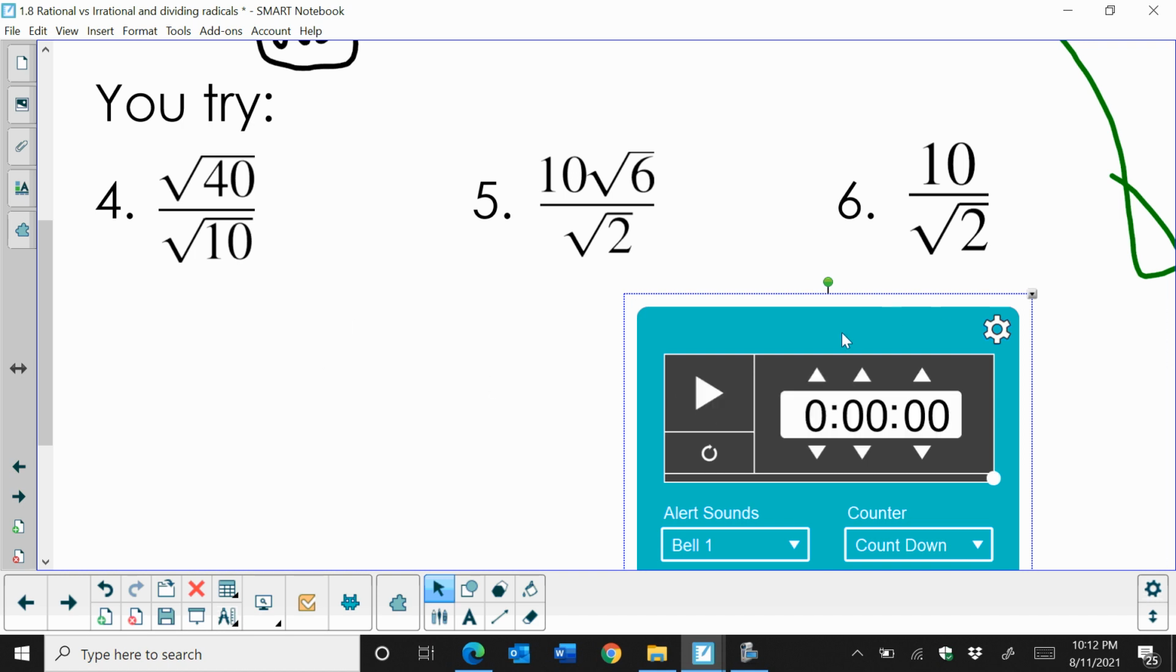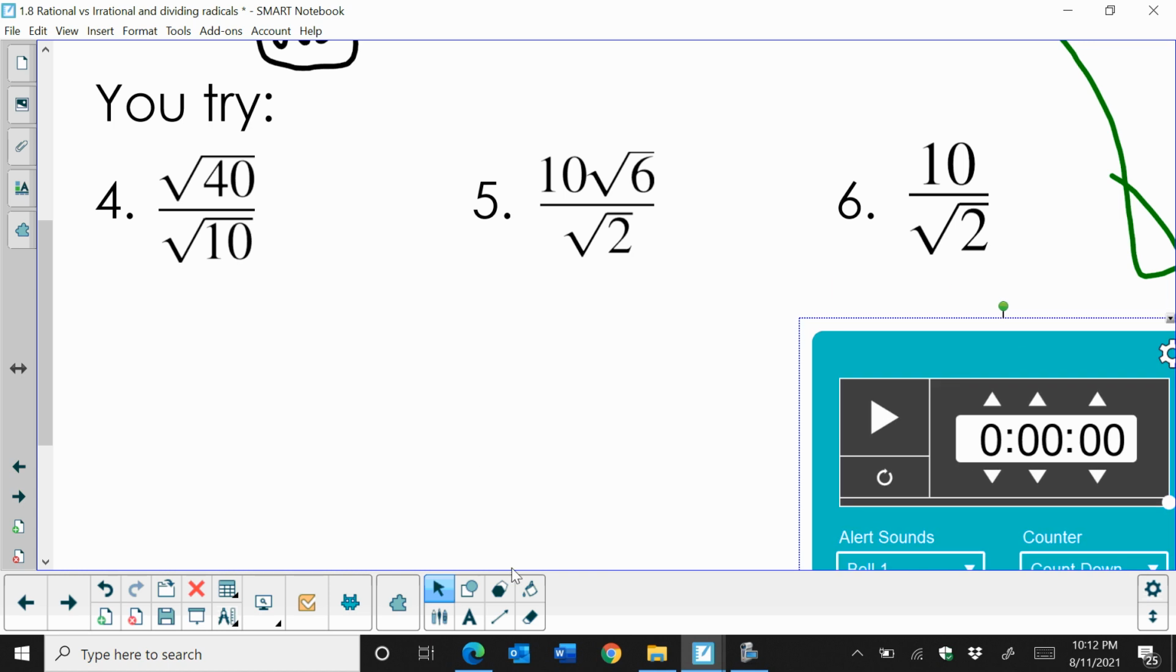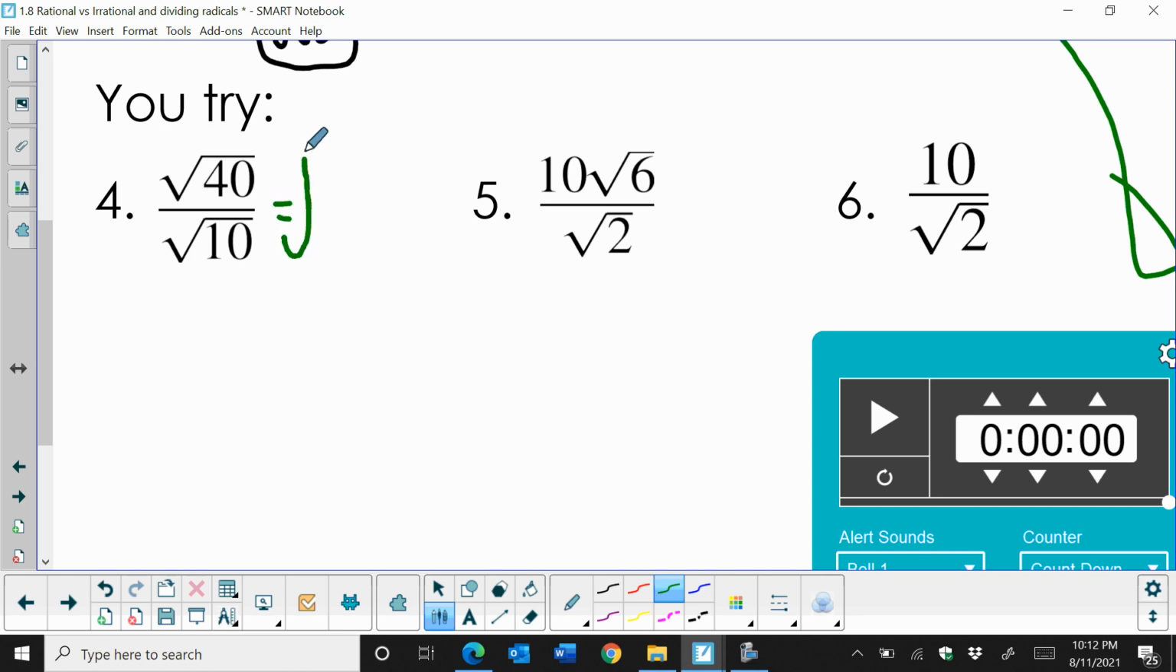Okay, that was 2 minutes. Let's see if you got any of these done. Well, the first one, we had a radical divided by a radical. We can draw that as one big radical. So we have a 40 on top and a 10 on the bottom. Ask yourself, do those divide? And the answer is yes. 40 divided by 10 is 4. So we have the square root of 4.